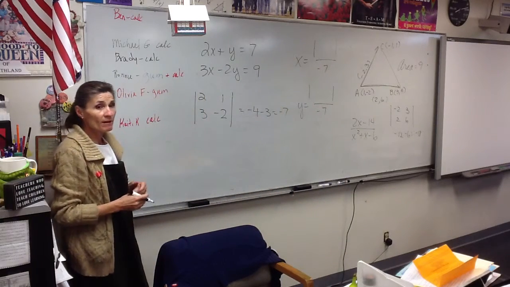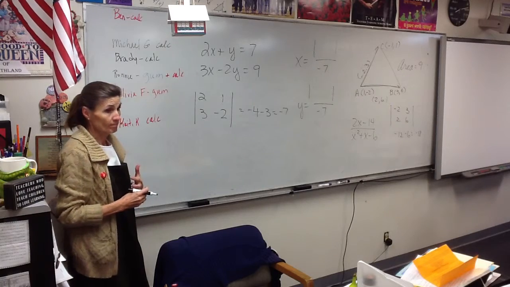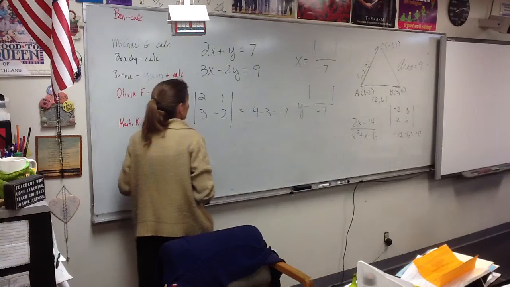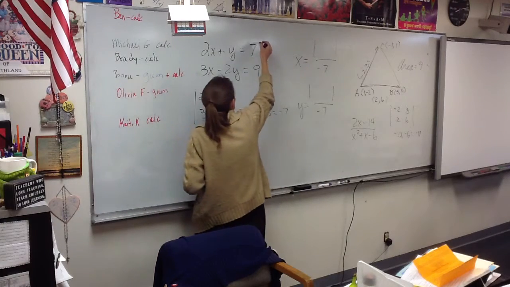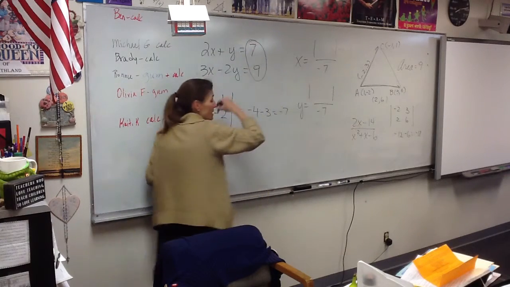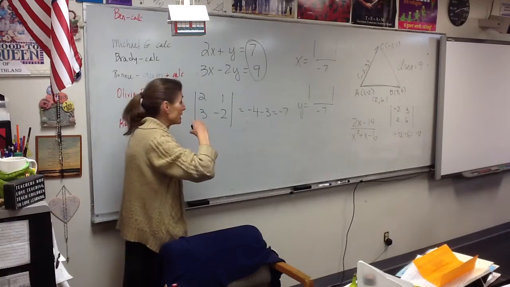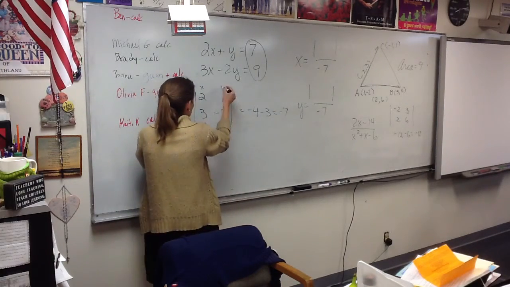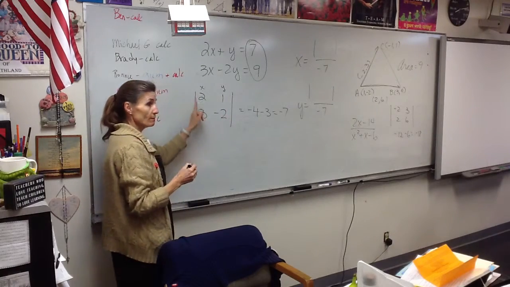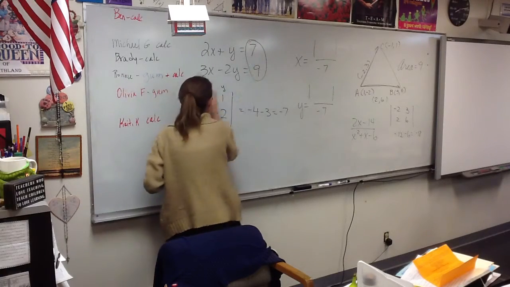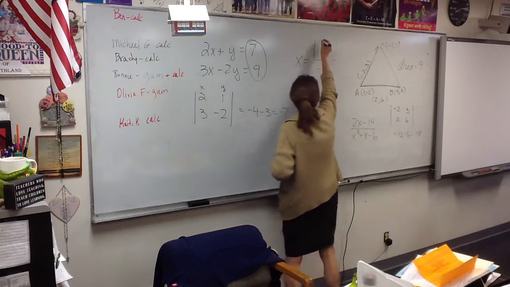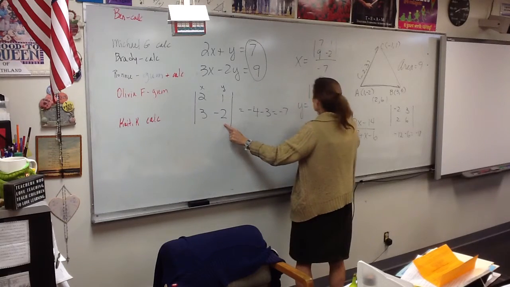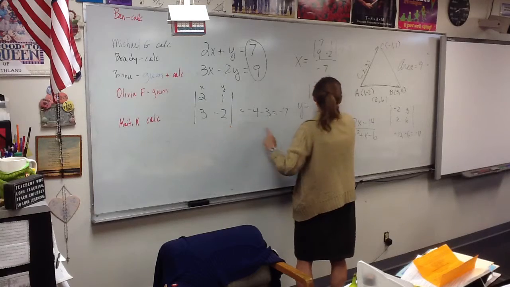Anybody remember how to find the numerators? They are determinants. So we take these two numbers right here, and if we are solving for x, we put them right here, because these are the x numbers right here. So we take those and put them here. So we would have 7, 9, and then the y's stay the same. And then we have 2, 3, 7, 9.